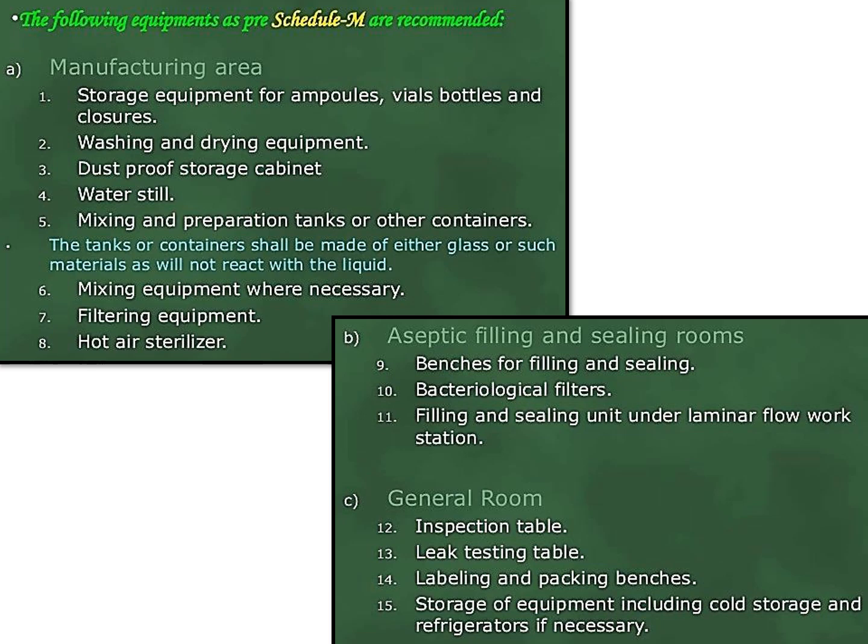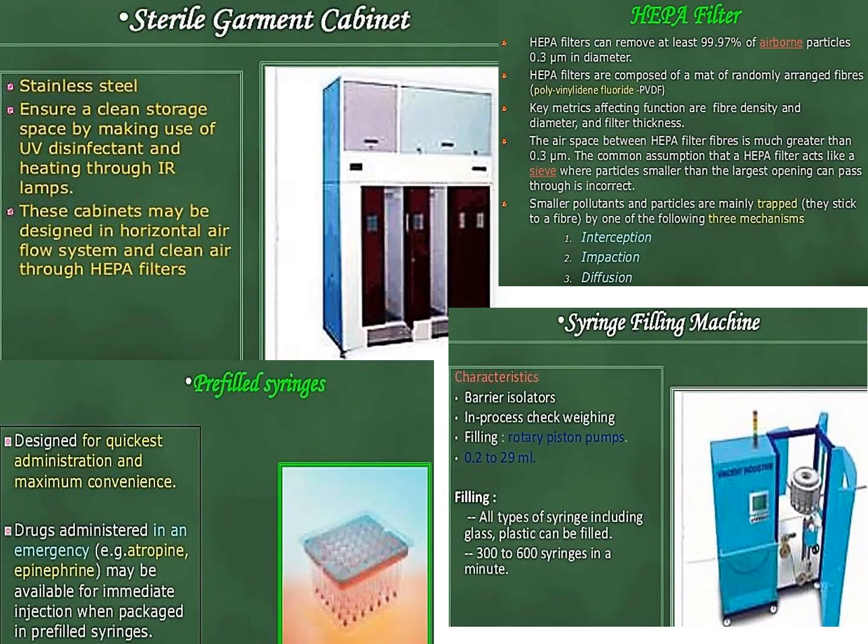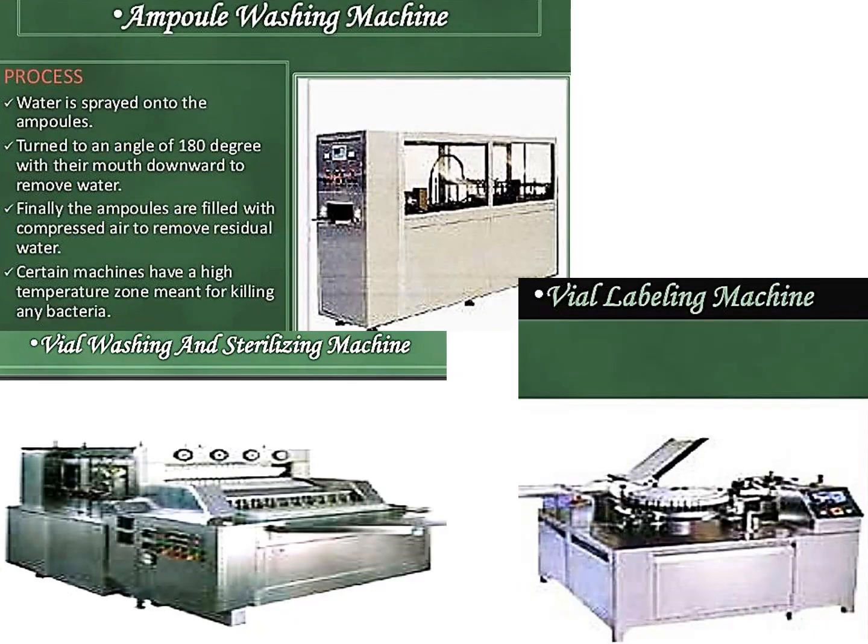Now, all these come under Schedule M regarding parenterals: their manufacturing, their aseptic filling and sealing rooms, their general rooms all come under Schedule M. You can see on this slide prefilled syringes, syringe filling machines, HEPA filters for aseptic conditions, and sterile cabinets, ampoule washing machines, vial washing and sealing machines in combined form, and labeling machines.